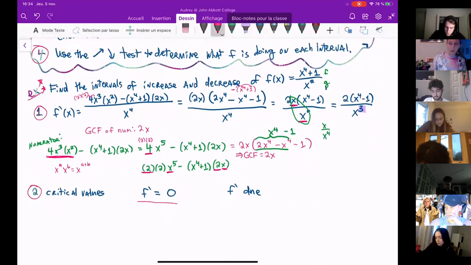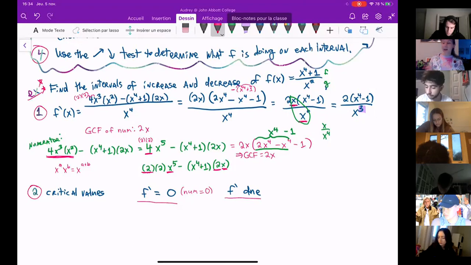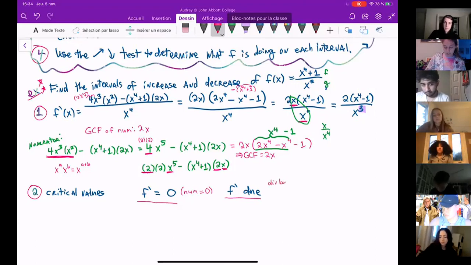And so f prime equals 0, that's finding our horizontal tangent lines. So we've said when we have something like this, it's the same as setting the numerator equal to 0. F prime does not exist, that's going to be division by 0. So this is like division by 0, which means that I'm setting the denominator equal to 0.